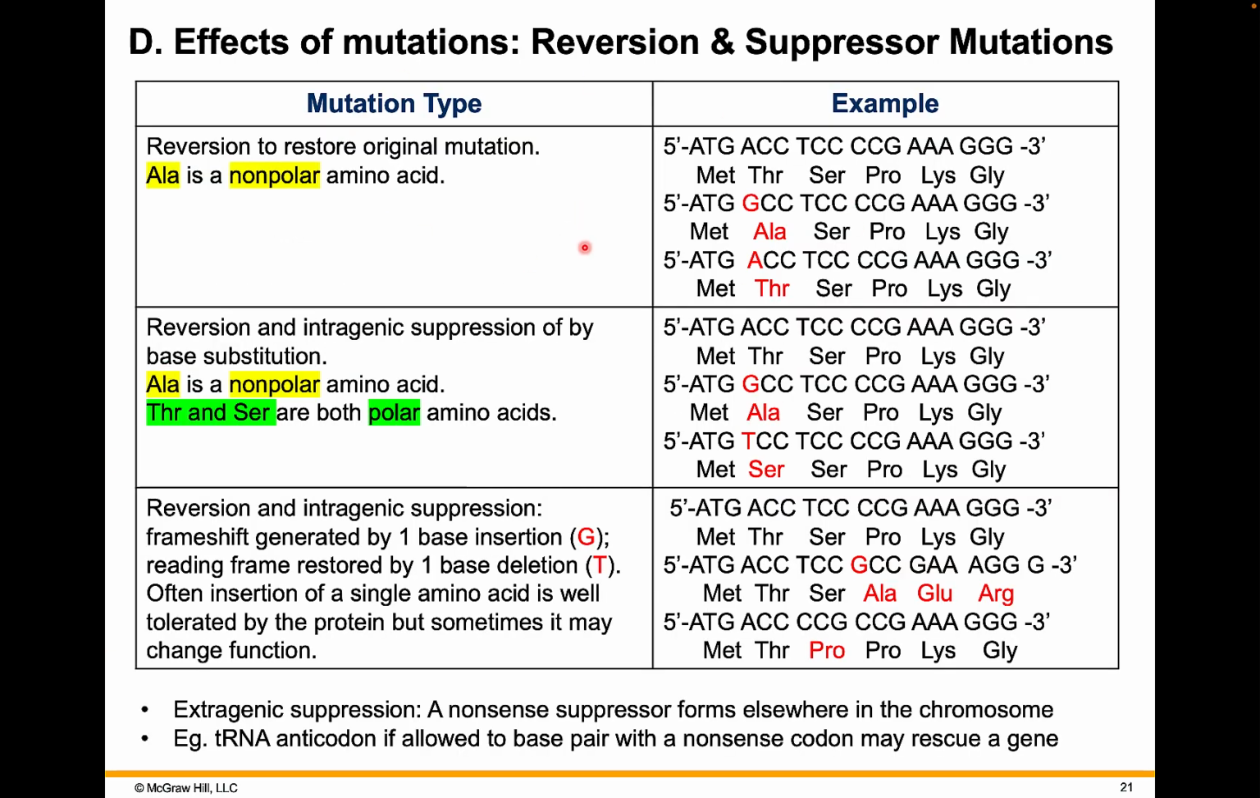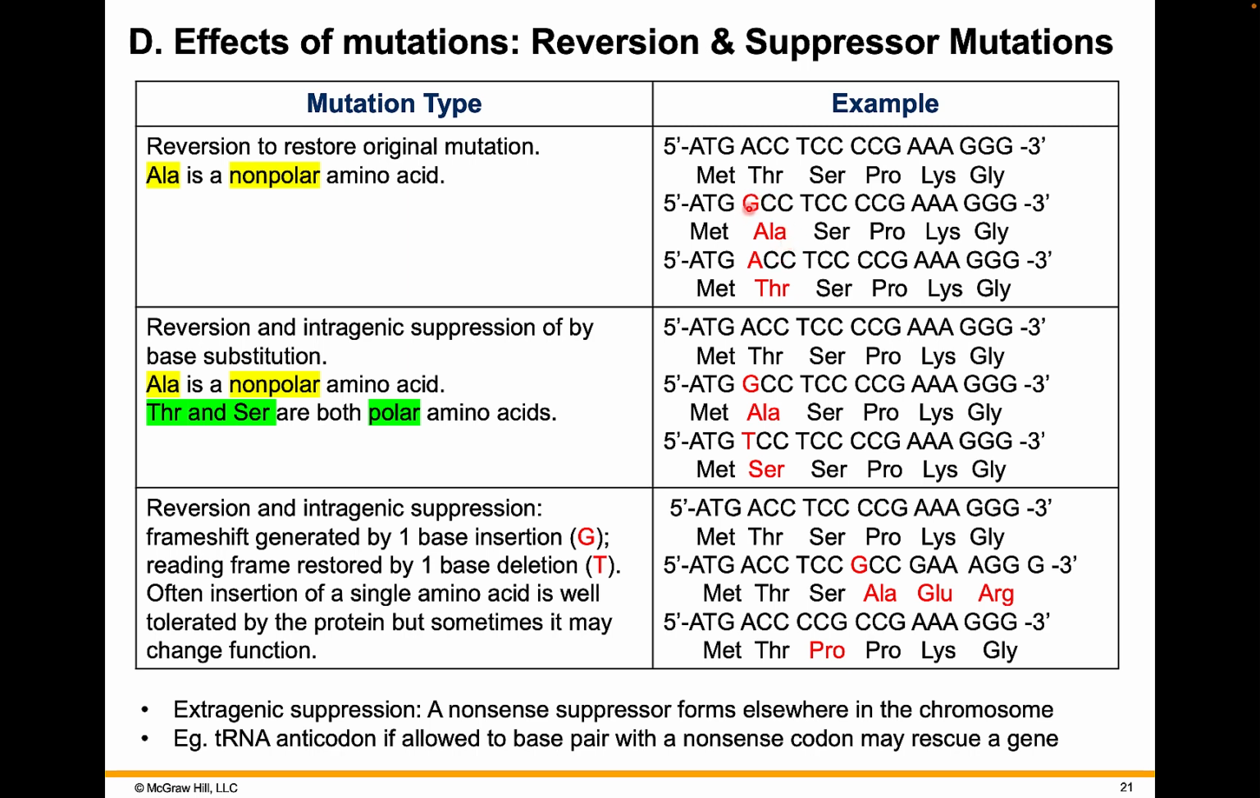Here we are looking at a sequence with the same methionine, threonine, serine, proline, lysine, glycine, where an A is substituted by a G, and now it is an alanine instead of a threonine. So what will happen to this protein? This is only one amino acid, but threonine is a polar amino acid and is substituted by a non-polar amino acid. If this is involved in the folding of the protein, the substitution by alanine can make the folding impossible and make the protein non-functional.